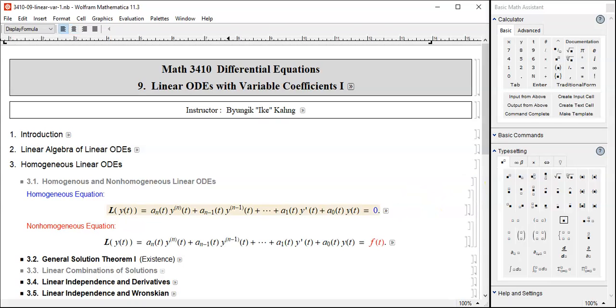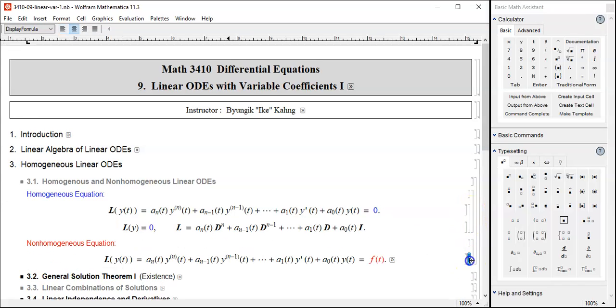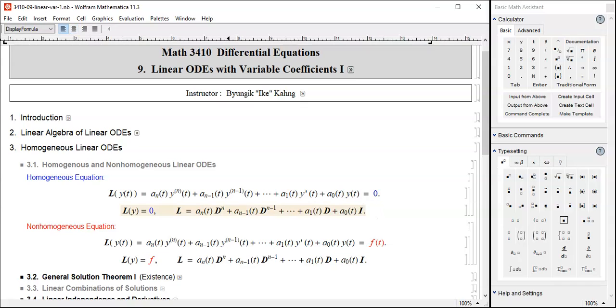What do you mean by a homogeneous equation? Equal to 0. Non-homogeneous means non-zero, equal to something else, f of t. You can express the same thing using the linear differential operator expression: L of y is equal to 0, or L of y equals f, where L is given by this linear differential operator.